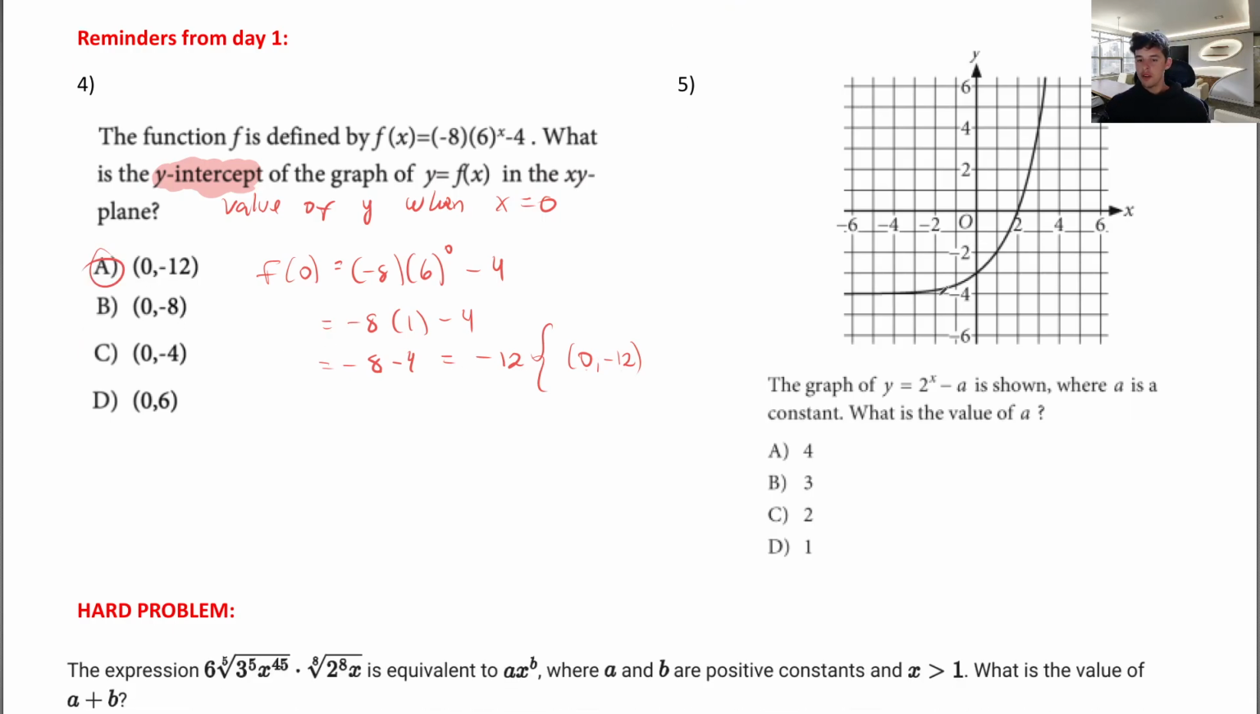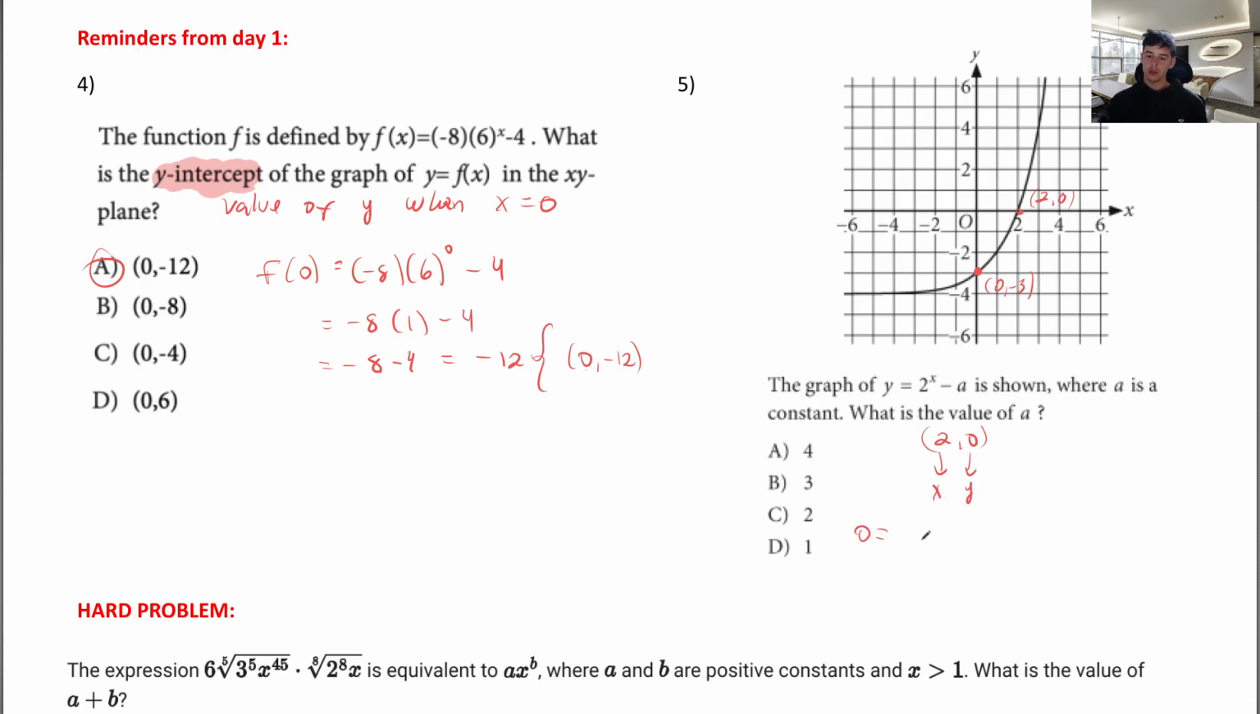So number 5, we've got a graph here. The graph of y equals 2 to the power of x minus a is shown, where a is a constant. What is the value of a? Very easy. We can pick a point on the graph, any point on the graph, plug in for y and x, and find the value of a. Because any point on the graph is literally a value of x and y based on the equation. So let's pick the easiest ones, either (-3, 0) or (2, 0). Let's choose (2, 0). So we can substitute that in for x and this in for y.